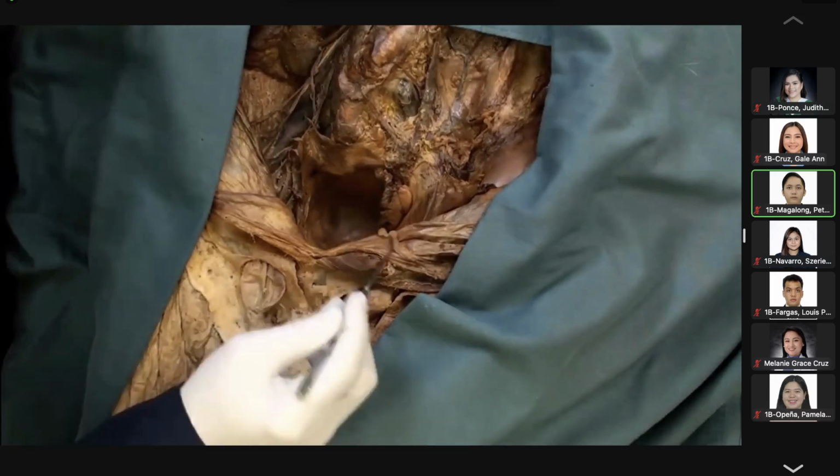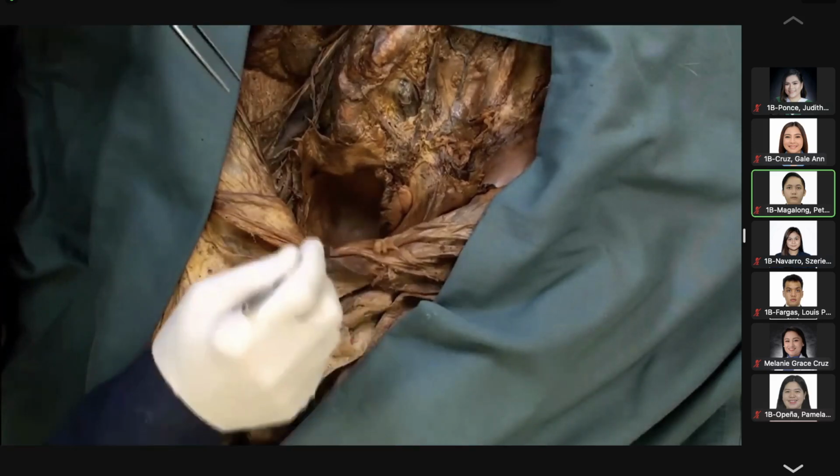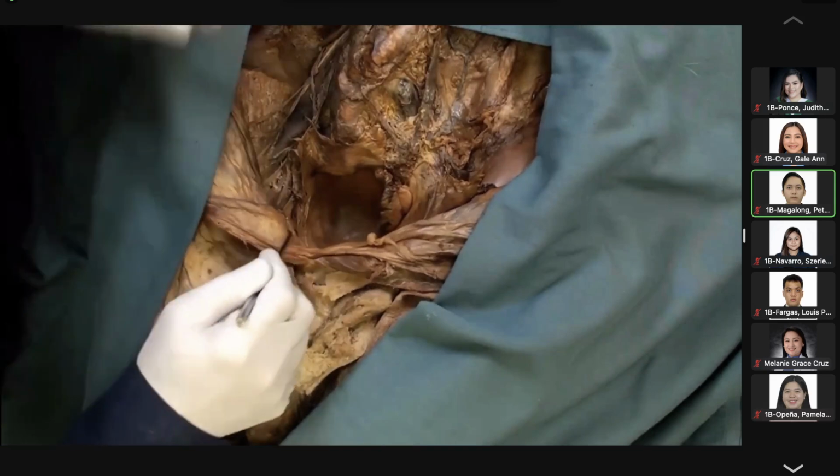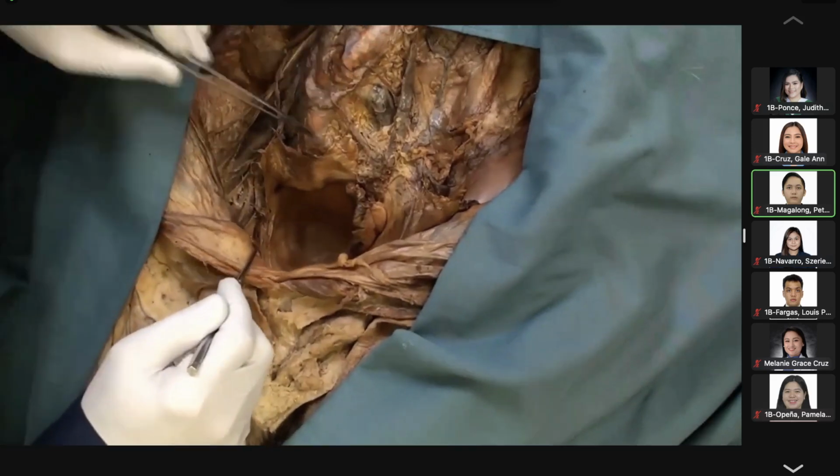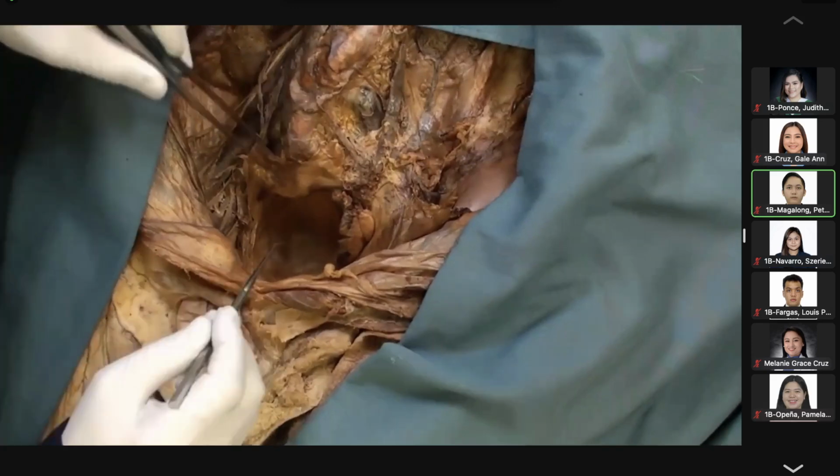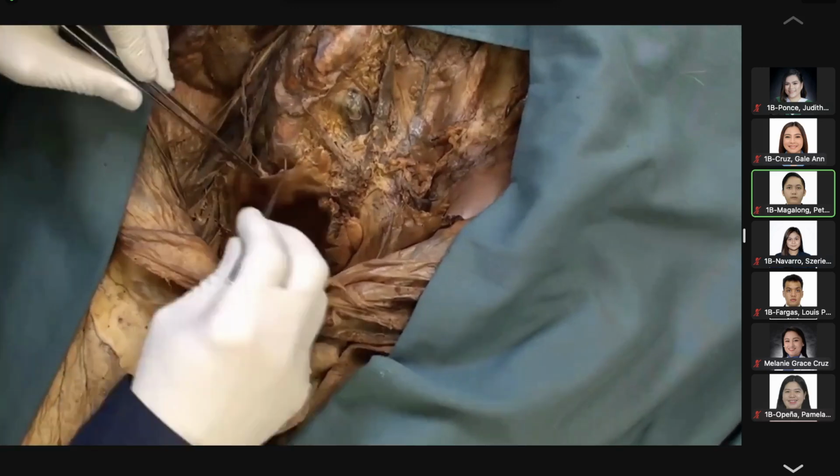In this shot, we want to walk you through the peritoneal reflection in the male pelvis. So here is the abdominal aorta, and that is the peritoneum.